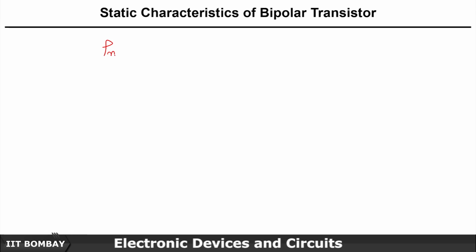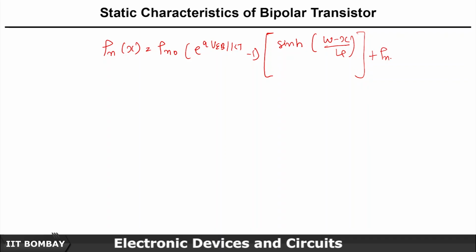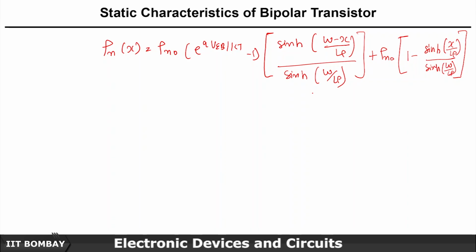So the solution comes out to be Pn(x) equal to Pn0 (e raised to the power qVEB by kT minus 1) multiplied by sinh((W minus x)/Lp) divided by sinh(W/Lp), plus Pn0 (1 minus sinh(x/Lp) divided by sinh(W/Lp)). This is a fairly complex solution, but if you make some assumptions, such as sinh(x) can be written as x if x is much lower than 1.